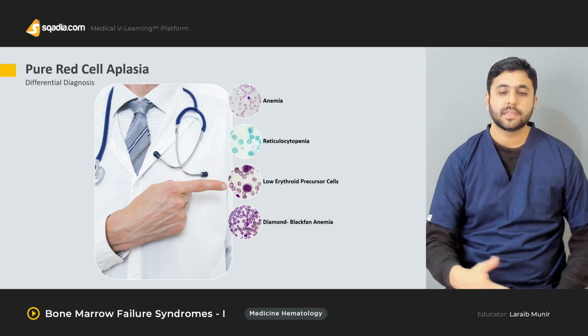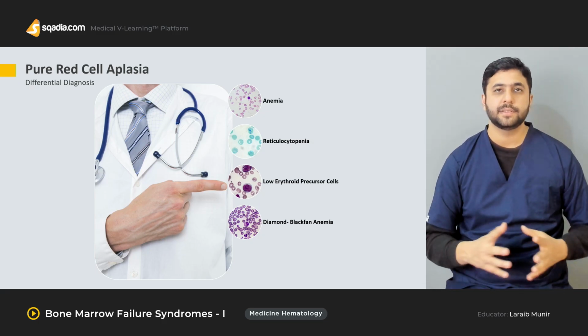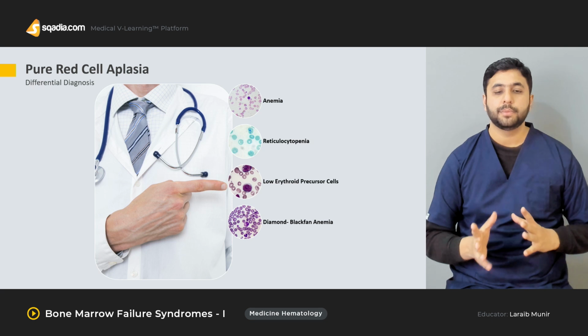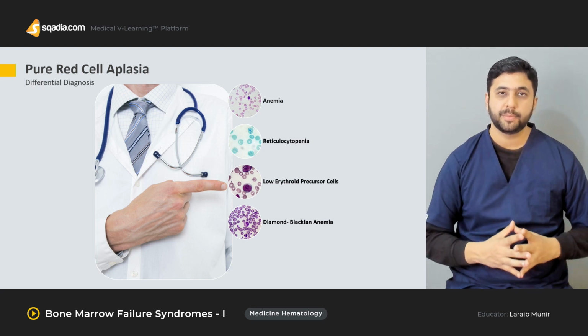And finally, a rare syndrome, Diamond-Blackfan anemia, which presents in infants with anemia, can also be listed under the differential diagnosis of pure red cell aplasia.